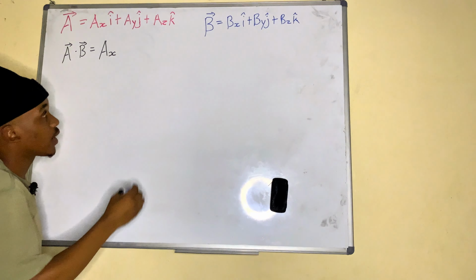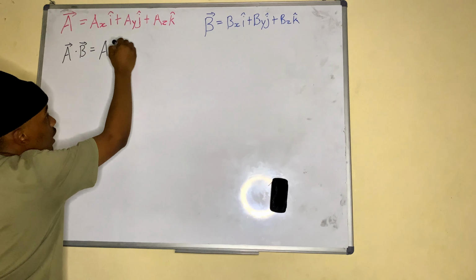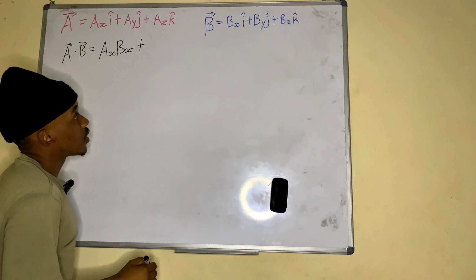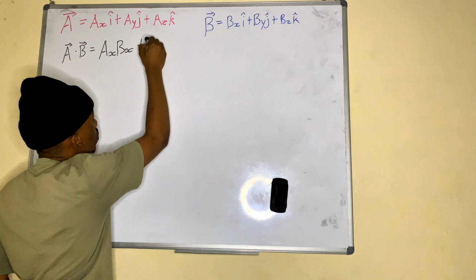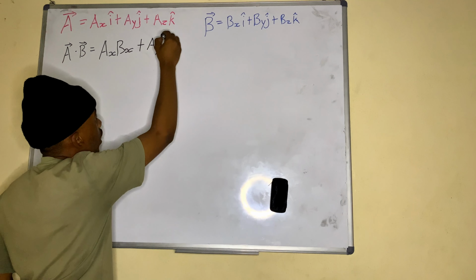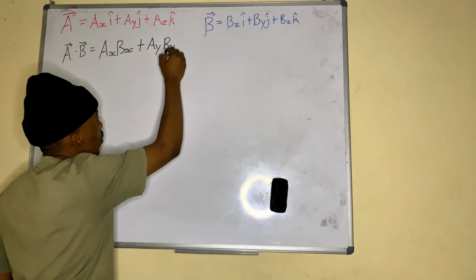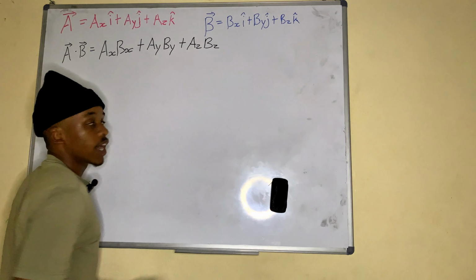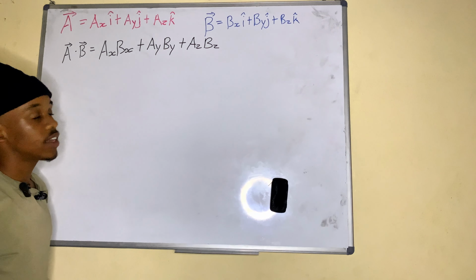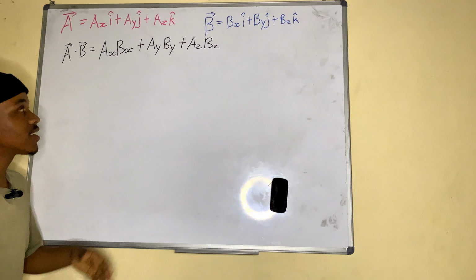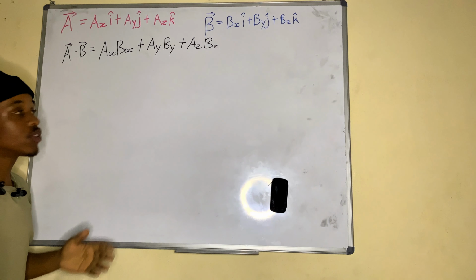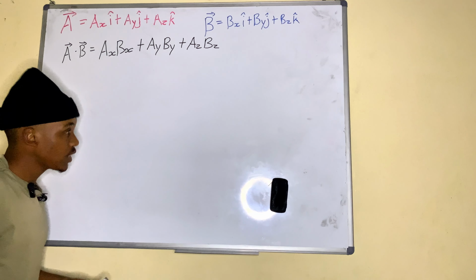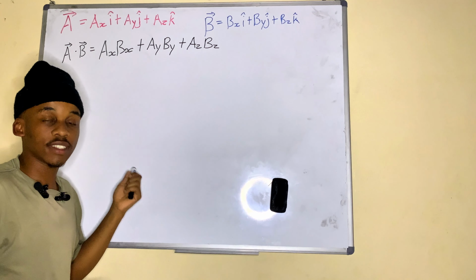And so multiplying AX with BX and then adding it to AY BY, adding that to AZ BZ. We can now see that the dot product of two vectors will give us a real number. Hence why it's also known as the scalar product.